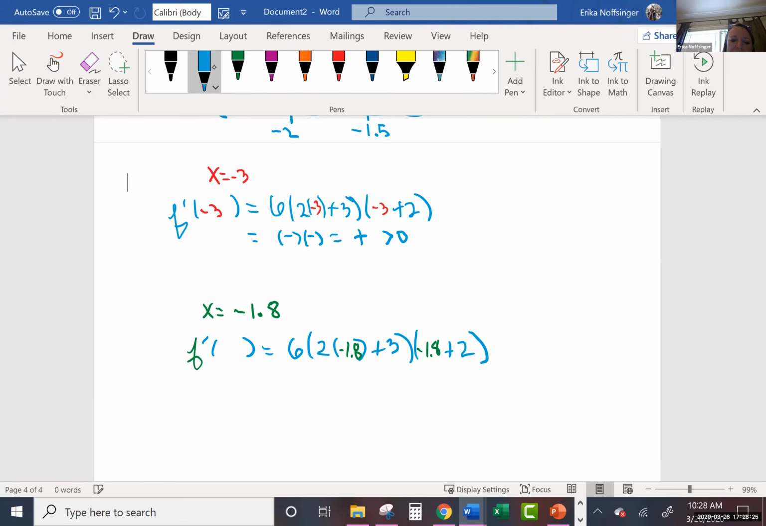So again, I'm only worried, is it positive or negative? 6 is positive. 2 times -1.8, so that's -3.6 plus 3, that's a negative number. And then -1.8 plus 2 is a positive number. Negative times positive is negative. So this number is less than 0, and so I know that it has to be decreasing on that interval.